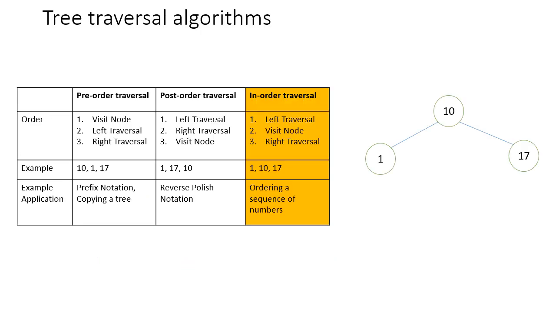There are three types of traversal algorithms. So we have pre-order traversal, post-order traversal, and in-order traversal. I'm going to begin with in-order traversal, where we traverse the left first, then we visit the node, and then we traverse right. So the order in this example that we would visit them is 1, 10, and 17. And typically we use in-order traversal for ordering a sequence of numbers.